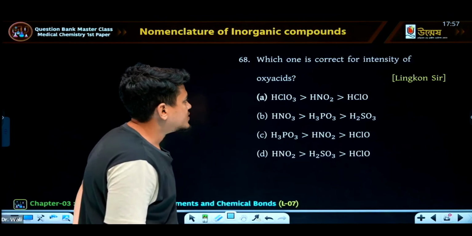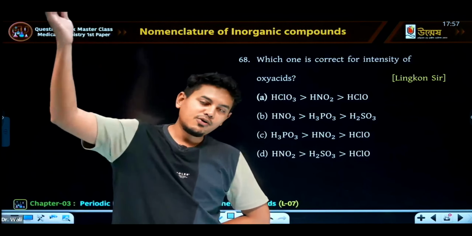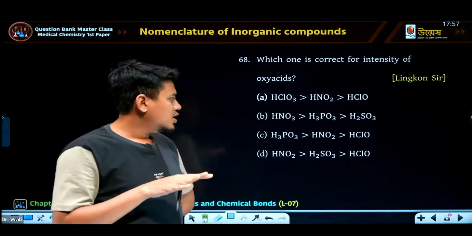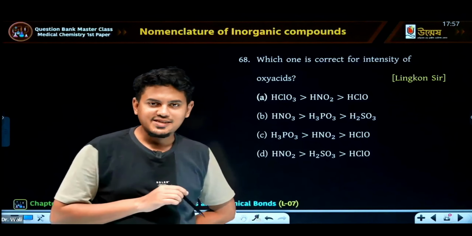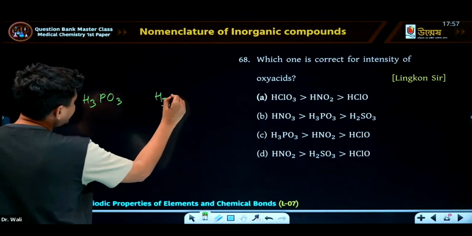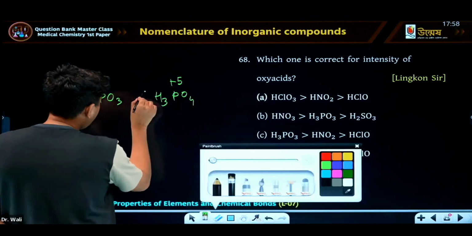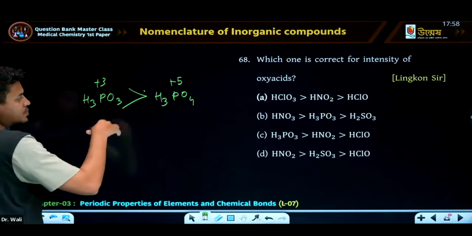Which one is correct for the strength of oxyacids? To determine the strength of an oxyacid, we have to consider the central atom oxidation number. The higher the oxidation number, the greater the strength. But it is not applicable for phosphorous acid and phosphoric acid. You will be wondering which one is stronger, H3PO3 or H3PO4. You may think phosphoric acid shows the higher oxidation state, so it will be stronger. No, you are wrong. The strength of phosphorous acid is more than phosphoric acid.